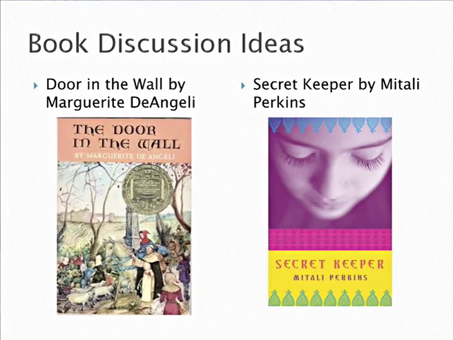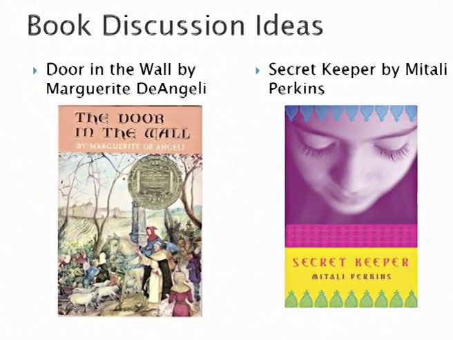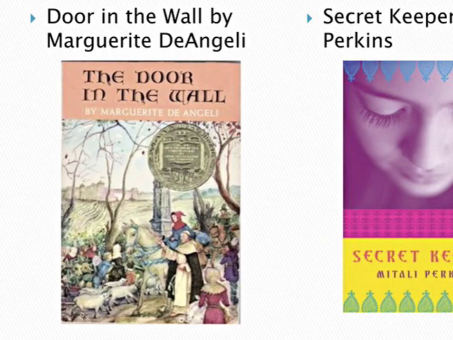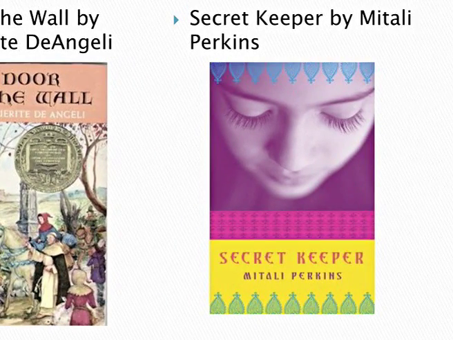And then besides newer books like these, we also do classic books like The Door in the Wall, which is set in Europe. Secret Keeper is a newer book. It's from the culture of India. And you could do that with tweens as well, with middle school students, and have a mehndi body art project.